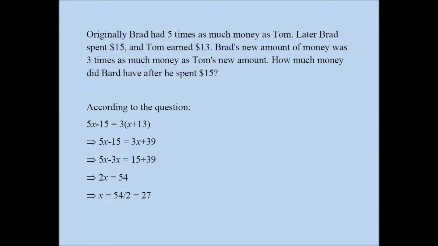Here's the solution to the equation, and I will be happy to go over the equation line by line. On the right hand side, I distributed 3 over x plus 13, 3 times x, 3 times 13 is 39. Then I subtracted 3x from both sides. And I added 15 to both sides to isolate x, so to speak. 5x minus 3x is 2x, and 15 plus 39 is 54. And to find out the value of x, I divided both sides by 2, and x has to be $27 or 27.